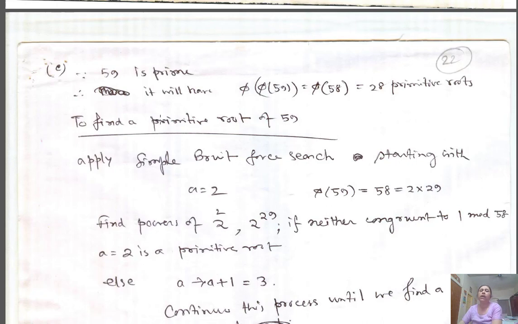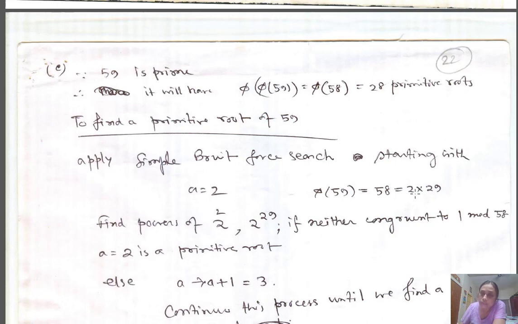So how to find a primitive root modulo 59? You try a simple brute force approach. Okay, we will adopt this brute force approach. We start from a equal to 2 and find its order. So possible orders are factors of 58, that means 2, 29 or 58. So 2 to the power 58 will always be 1.